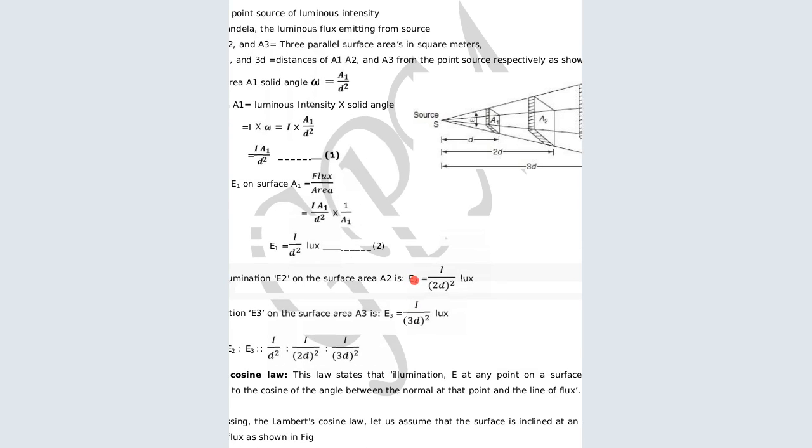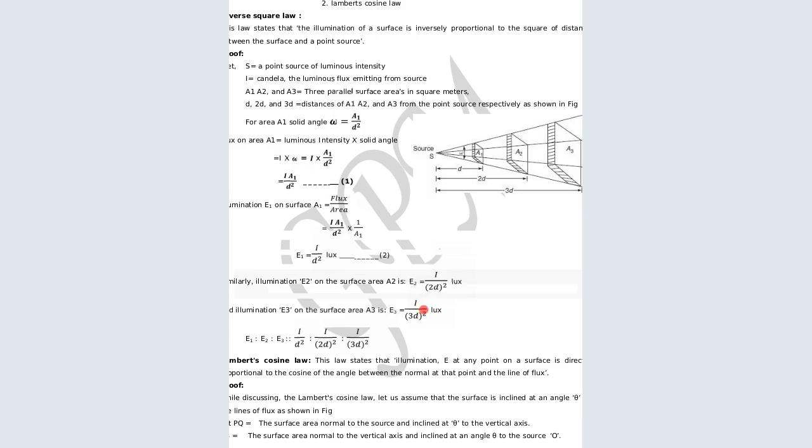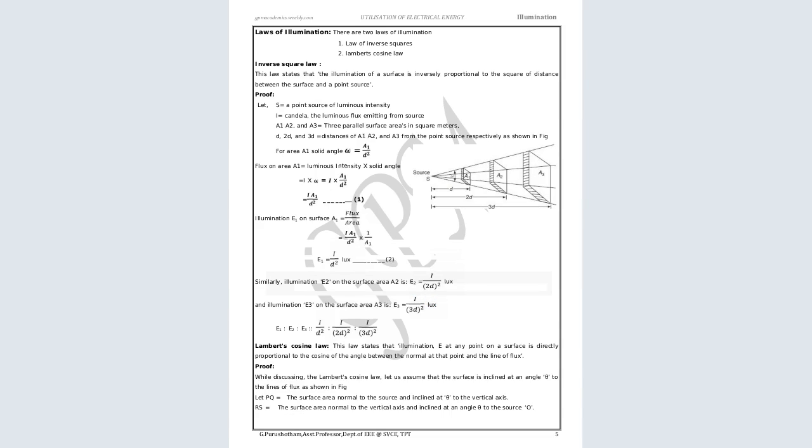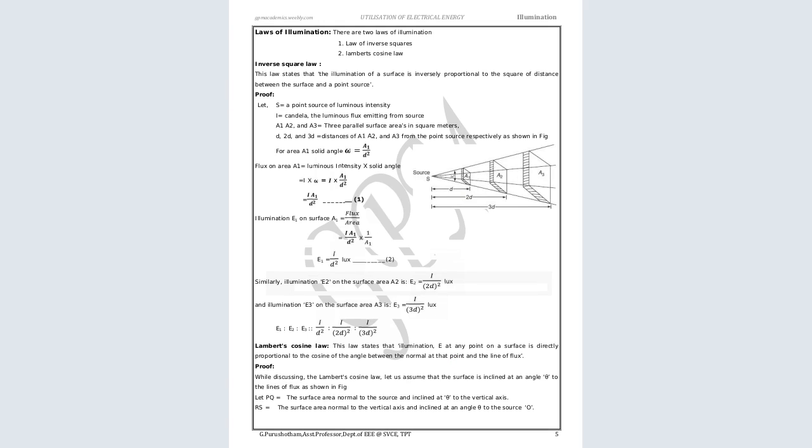So that is the inverse square law, we have already done it. It says I should not zoom out. So let me leave it there and then we go to Lambert's cosine law. Lambert's cosine law states that illumination E at any point of a surface. So we can mute our mics so that we listen to this.